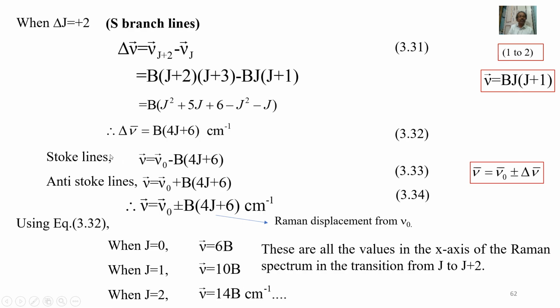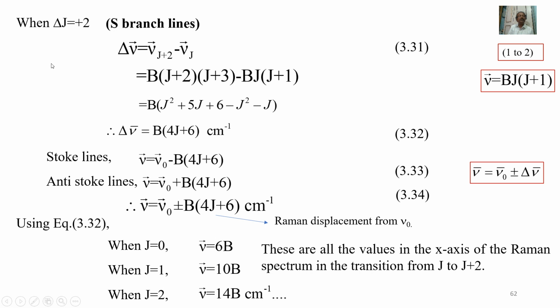So the Stokes line represents nu equals nu naught minus B times (4J plus 6). Anti-Stokes lines denote nu equals nu naught plus B times (4J plus 6). So put together we have nu equals nu naught plus or minus B times (4J plus 6) per centimeter, and this second term represents the Raman displacement from nu naught. Now using equation 3.32, you substitute J equals 0, and we have nu equals 6B. When J equals 1, this gives nu equals 10B. When J equals 2, nu equals 14B. And look at the variation. Look at the difference between these two. It is 4B, and here also we have 4B.